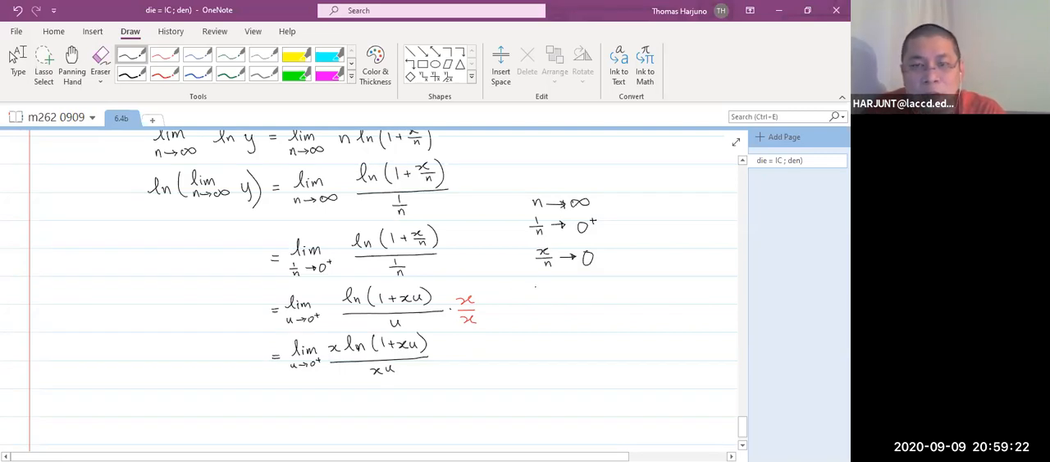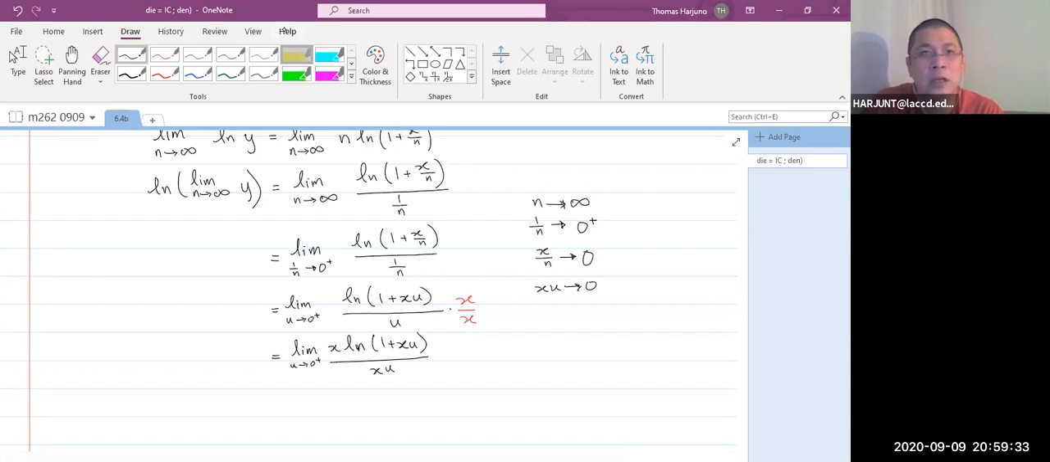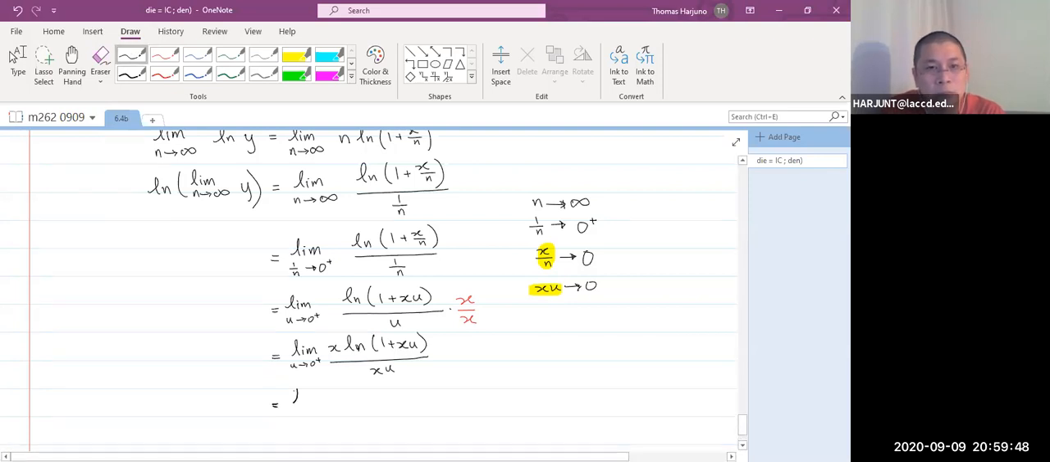But this is actually xu going to 0, right? I mean, what I have here is x times 1 over u, I mean, x times 1 over n. So if u goes to 0 positive, then xu will go to 0. Actually, because u is positive, we can say this is u positive also.